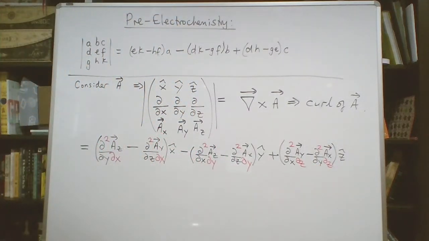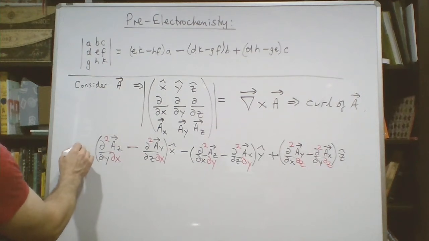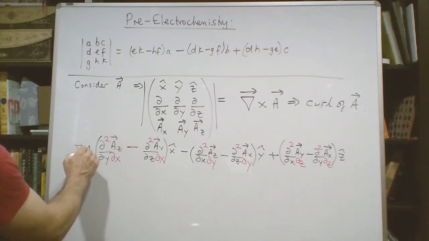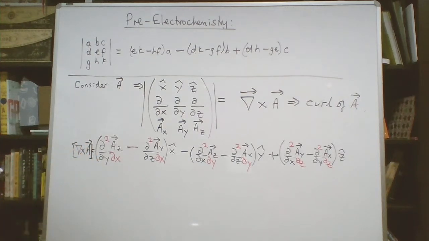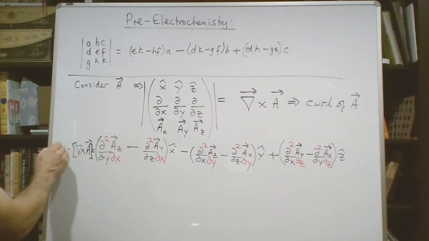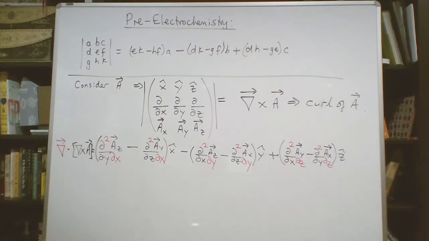Okay, so I've gone ahead and I took the divergence of this term. So now what I've got is not only the curl of A, but I went through in red and I took the divergence of that curl. So everything in red was the extra divergence term. Now I've got to show that this equals 0.